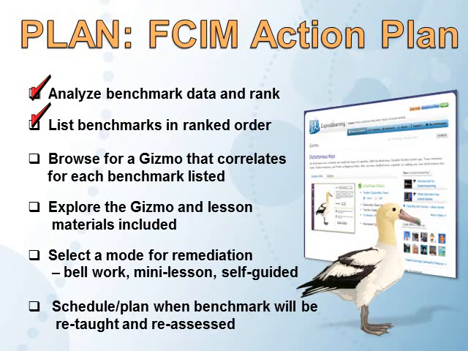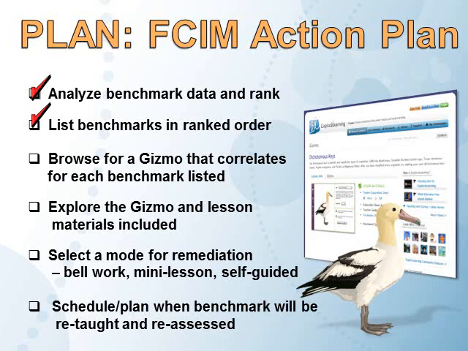So at this time comes step number 4, the continuous improvement action plan. We've already identified and analyzed benchmark data and ranked them and listed them in ranked order. Now would come the time to browse for Gizmos that correlate to each one of those benchmarks, explore the lesson resource materials, that being the student exploration sheet, the teacher guide, the answer key, the vocabulary sheet, and the assessment questions that follow the Gizmo, to figure out what materials might suit you best in creating these mini lessons for reteach opportunities. The other thing to consider while looking at the resources is how would this information best be presented for remediating those lower performing benchmarks.